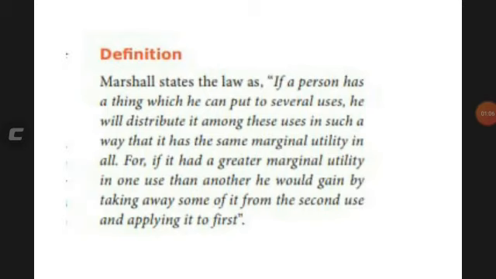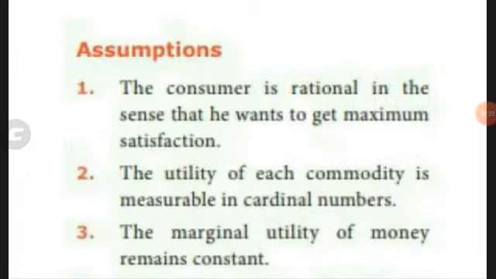If we are using two products, or three products, using the two products we should get maximum satisfaction with the same income. That's what this law explains. The assumptions are that the consumer should have the behavior or eagerness to get maximum satisfaction. Second, utility should be measurable in cardinal numbers, 1 to 3 like that. Next, the marginal utility of money should be the same.